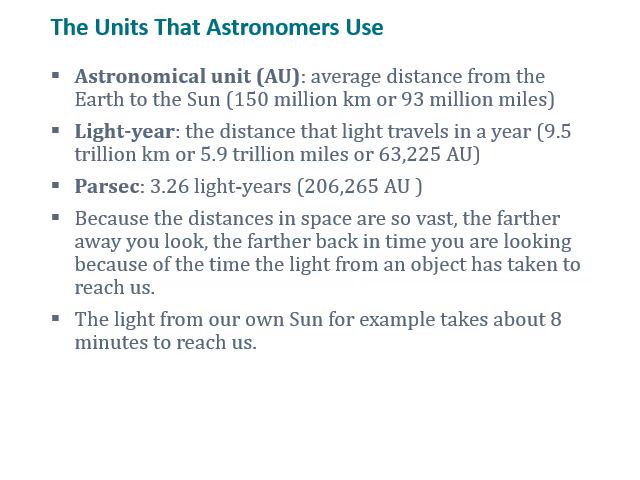Because the distances in space are so vast, the further away you look, the farther back in time you are looking, because of the time the light from an object has taken to reach us. The light from our own sun, for example, takes about 8 minutes to reach the Earth's surface.